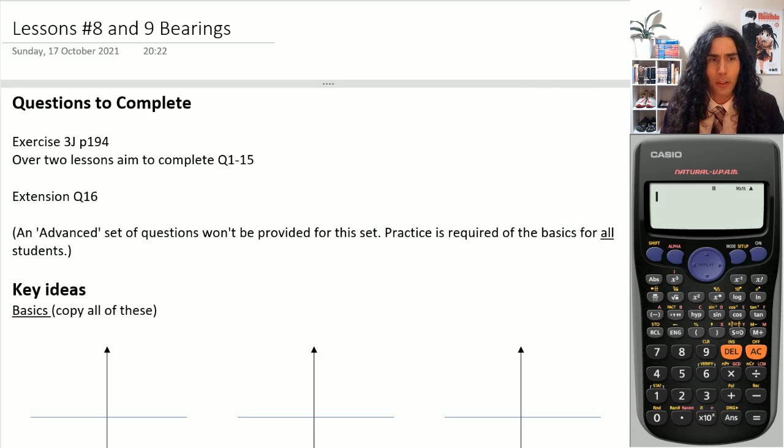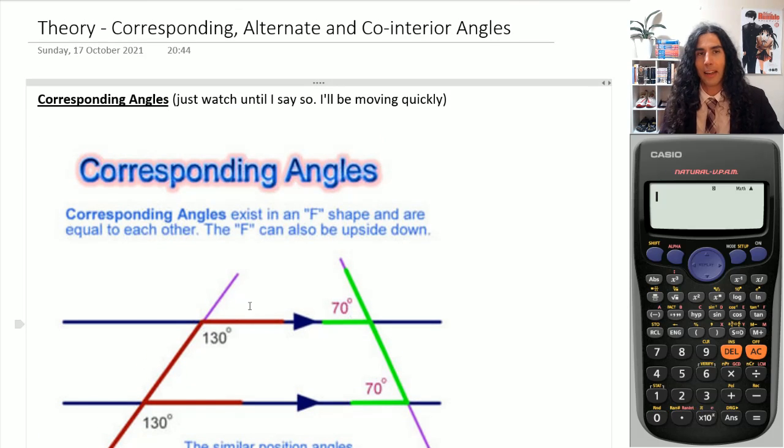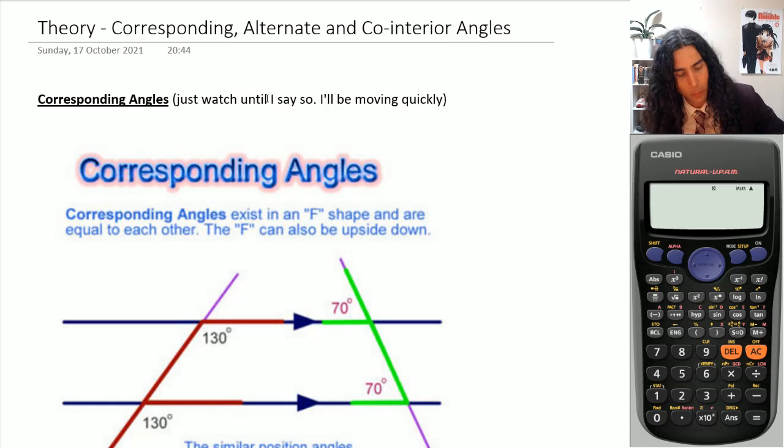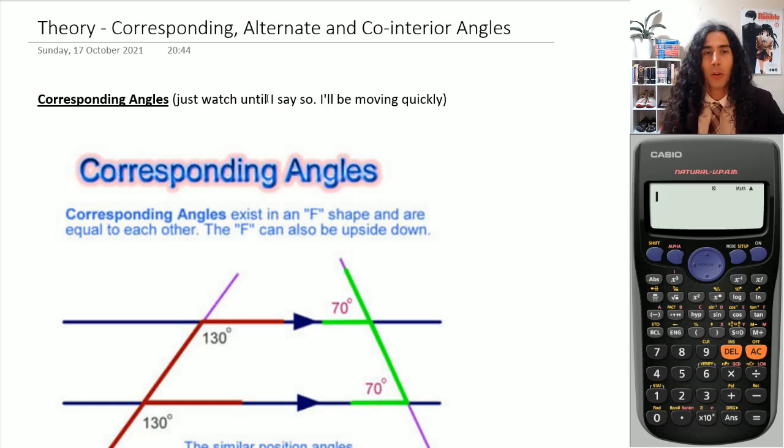But hey, this page is what I want to look at here. This is a bit of theory of corresponding, alternate, and co-interior angles. I put little notes in the text here telling you what to write down, because otherwise I'll forget to. But for now, nothing to write. Just watch until I say so, because I'll be moving quickly.